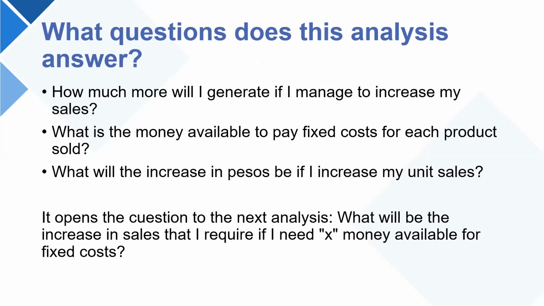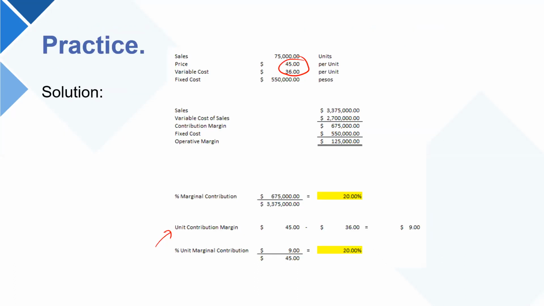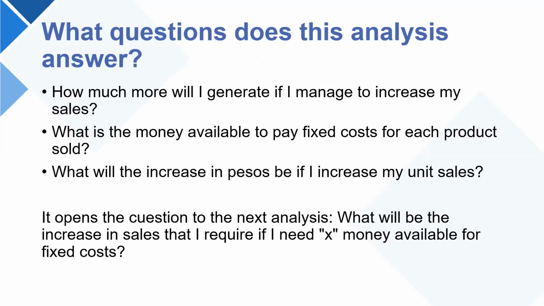This information will answer the following question. First, how much more will I generate if I manage to increase my sales? You have the marginal contribution, so you will know that. What is the money available to pay fixed cost for each product sold? That means that for each ice cream I am selling at 45, I have 9 pesos to pay for my fixed cost. And the other one is, what will the increase in pesos be if I increase my unit sales?